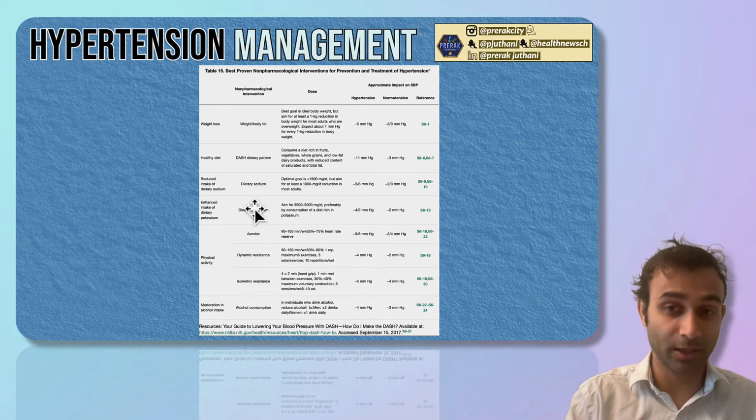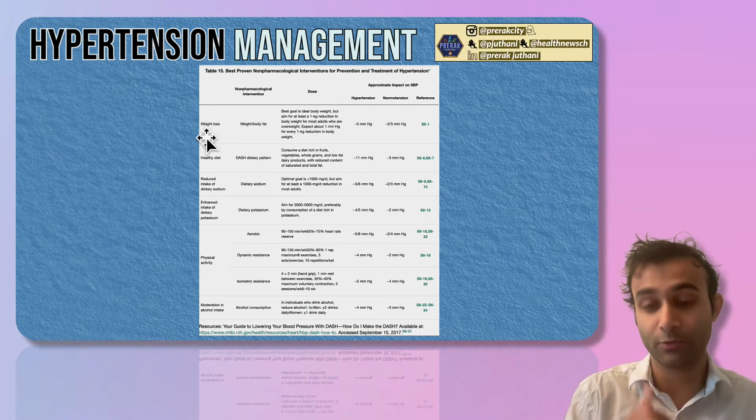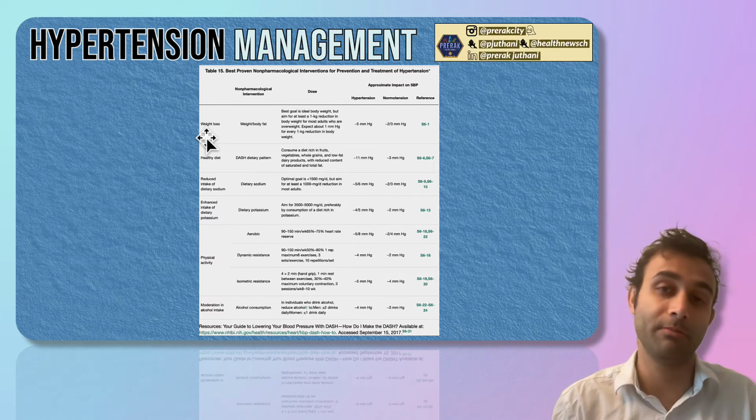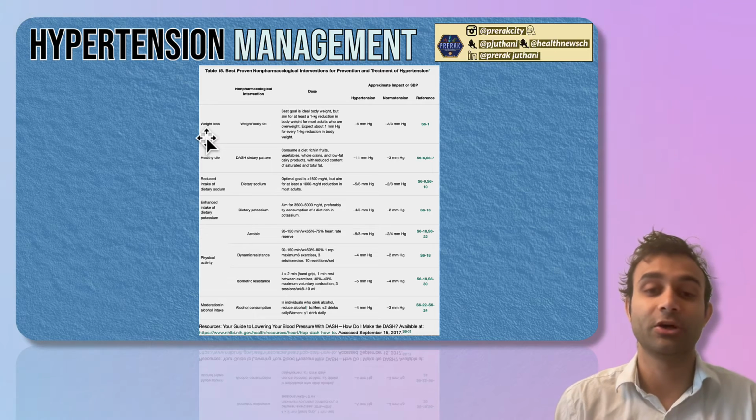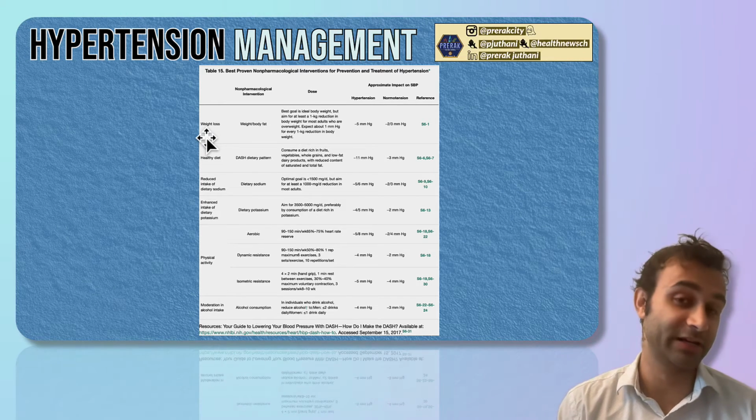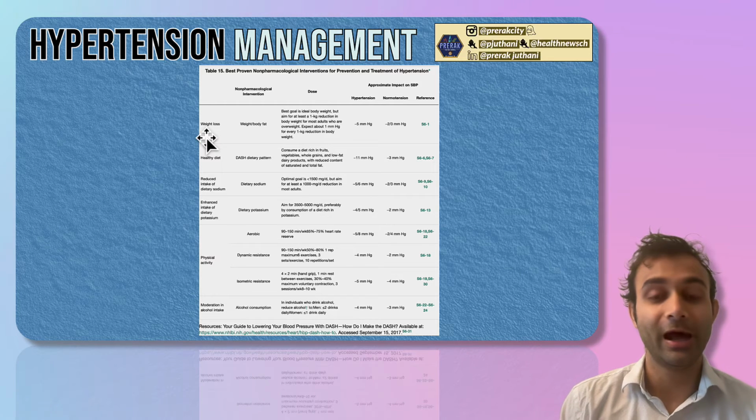The first one is just weight loss. And usually you'd be surprised, but about a 1 kilogram decrease in weight can decrease your blood pressure by about 1 millimeter of mercury. So if you lose 10 kilograms and your blood pressure was originally at 140, you can expect it to come down to 130.